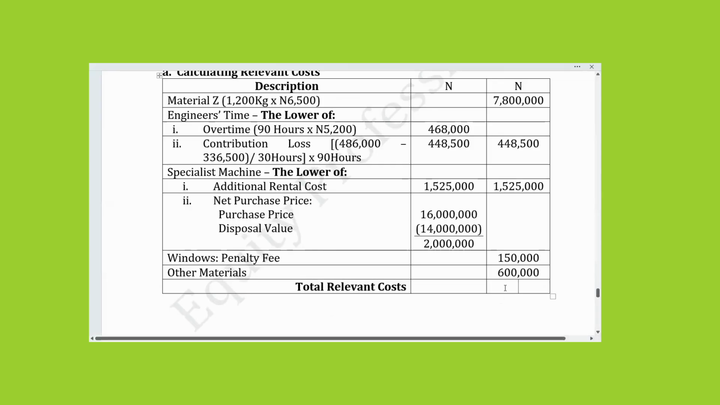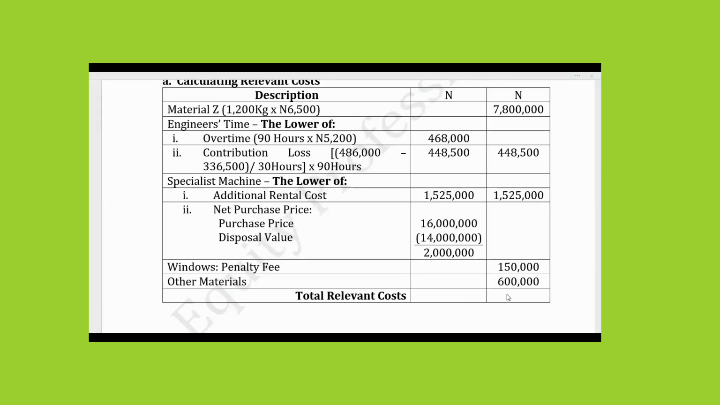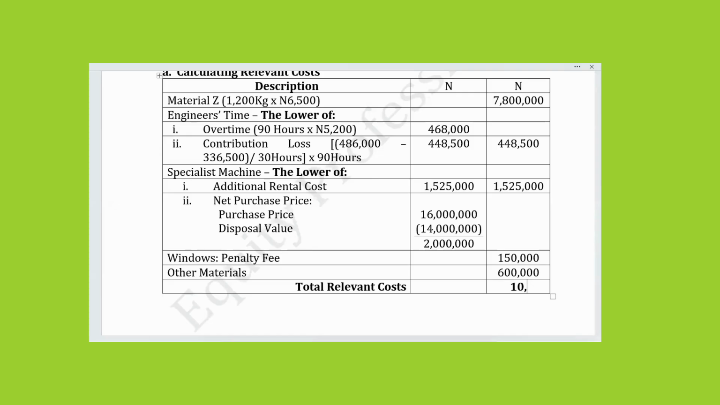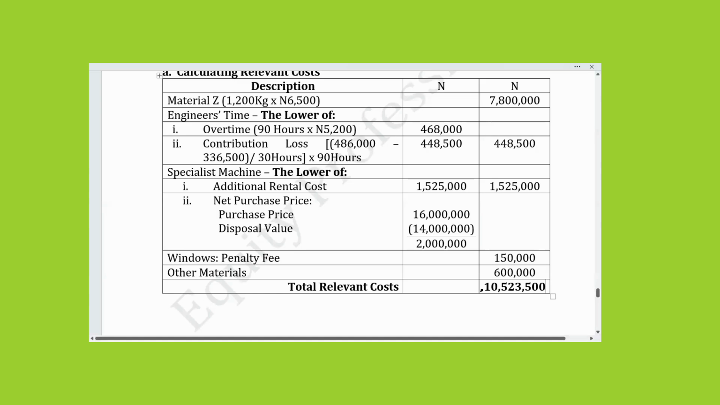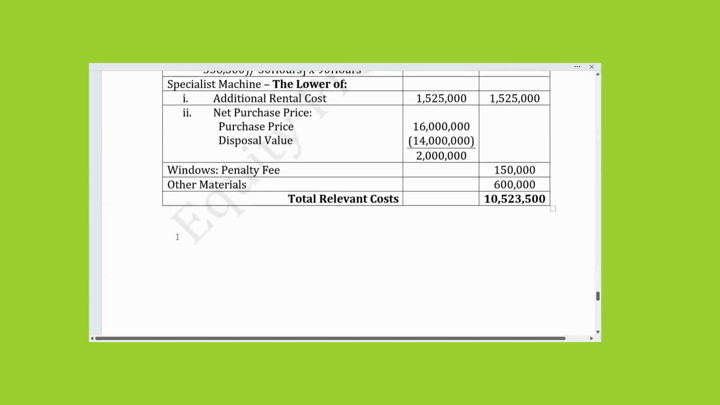What's the total? Let me use my calculator. No time. 10 million. Okay, 10 million 380. 10 million what? $10,523,500. That's it. That's the total relevant cost.